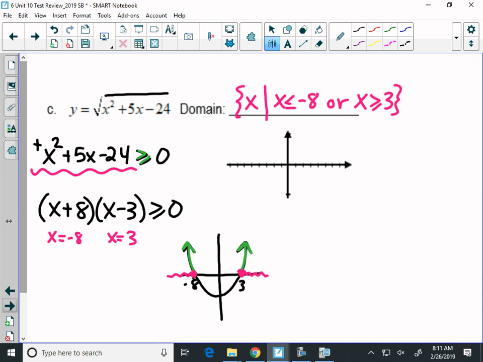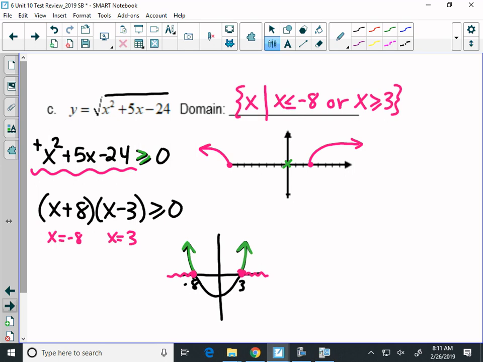Well, when I sketch this, I put dots at both of my x-intercepts. My arrows actually, for the left one here, has to go out to the left because all those x's are less than or equal to negative 8. And on the other side, I have to go to the right. Now what this means, in case you're wondering, is say I take x equals 0 right here in the middle.